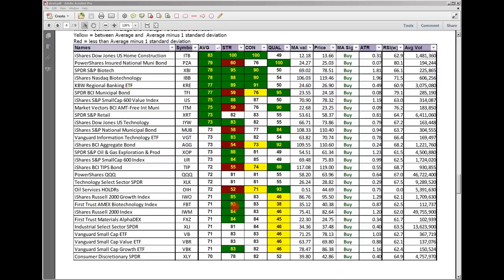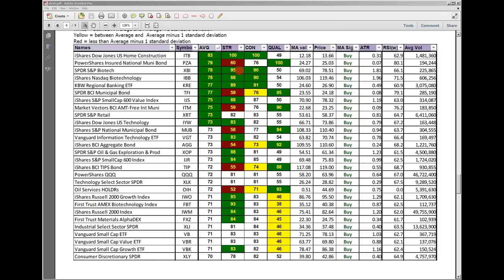The things that are starting to work are these ones down in here where you can see the last thing to change is quality in the yellow, followed by the consistency in the white, and then the green in the strength column. So the things to be really interested in, growth, technology, Russell 2000, materials index, also small cap growth, that's where the strength is turning.